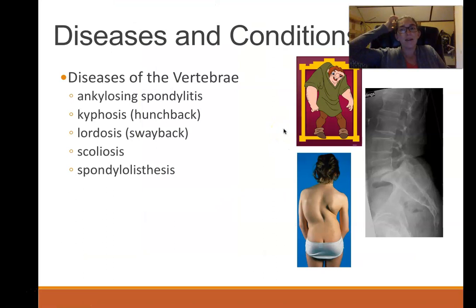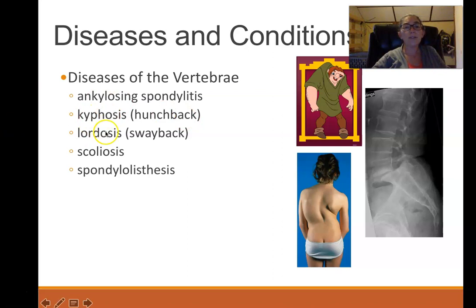Some other diseases of the vertebrae, where the vertebrae are not quite straight. Ankylosing spondylitis is an autoimmune condition that causes inflammation of the spine. Spondylo means spine, and it causes it to become crooked. Kyphosis is the medical term for hunchback. So this is an excessive posterior curvature of the cervical spine. So it has excessive posterior curve.